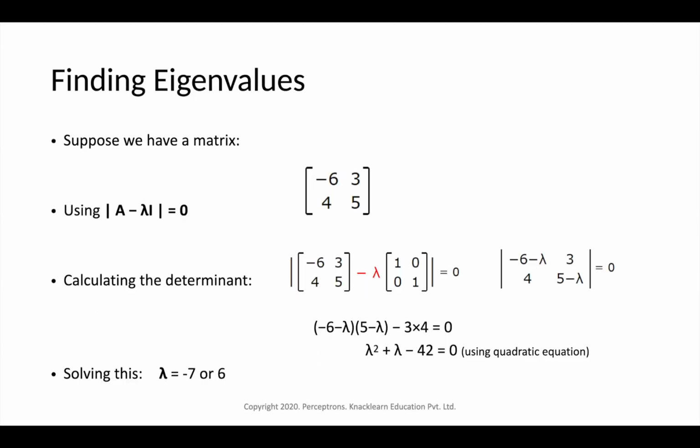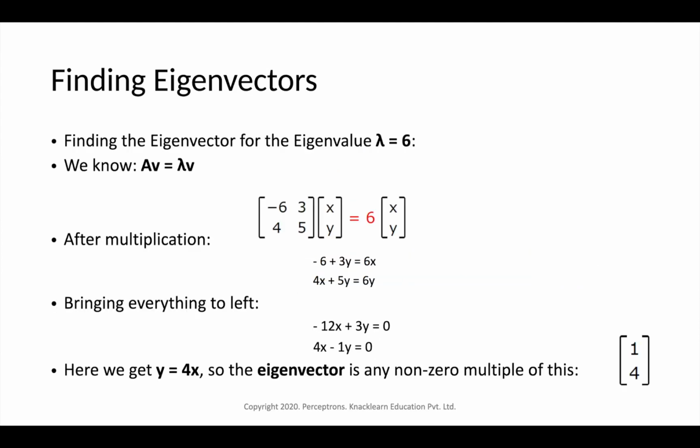So now we are getting −6x + 3y = 6x and 4x + 5y = 6y. Bringing everything to the left, we get −12x + 3y = 0 and 4x − y = 0. So here what we are getting is y = 4x. After solving 4x − y = 0, that is nothing but y = 4x. The first one also, −12x + 3y = 0, will also give y = 4x.